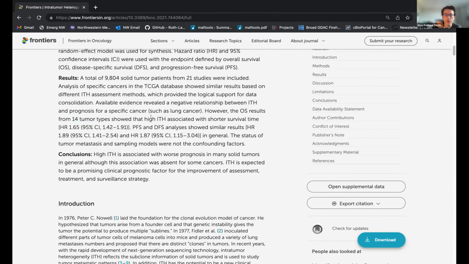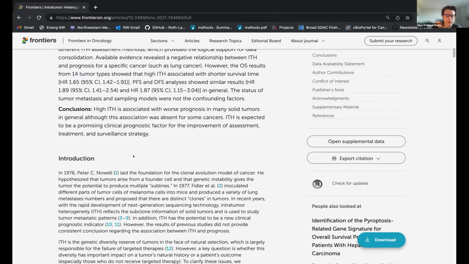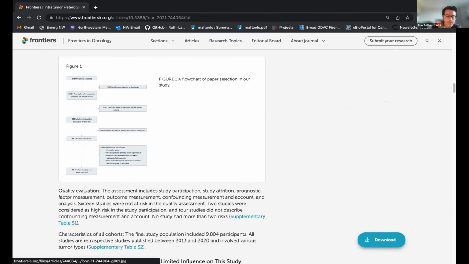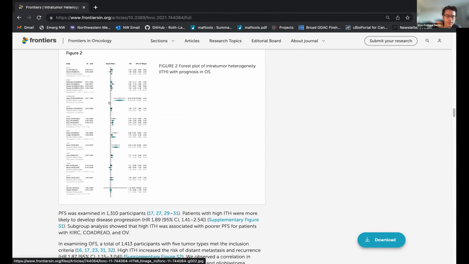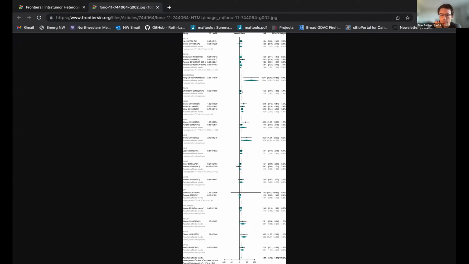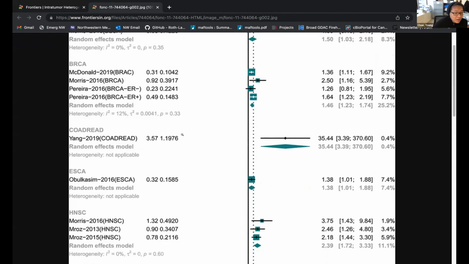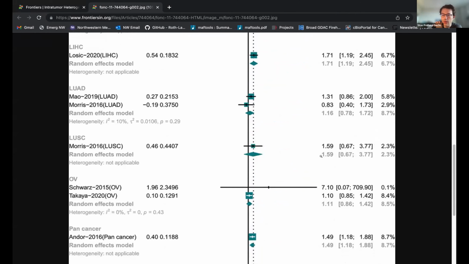14 tumors showed that high ITH was associated with shorter survival, and these weren't confounding factors. And then they also did a meta-analysis here. Is that meta-analysis using different papers? Yeah. So BRCA, that's breast cancer, and here we have LUAD and LUSC. As you can see, the confidence interval crosses 1 in all of these, so they're not significant.